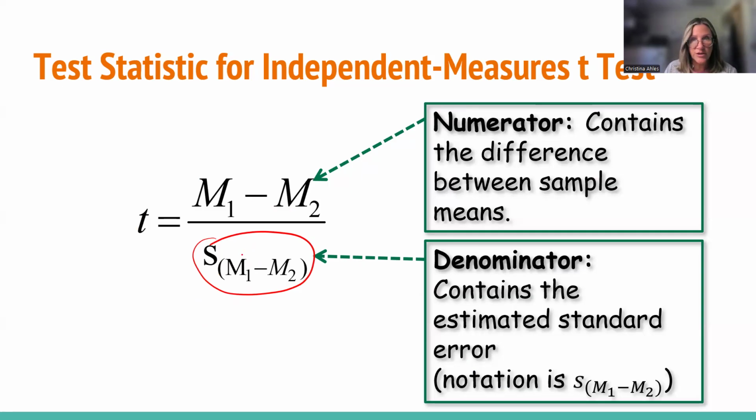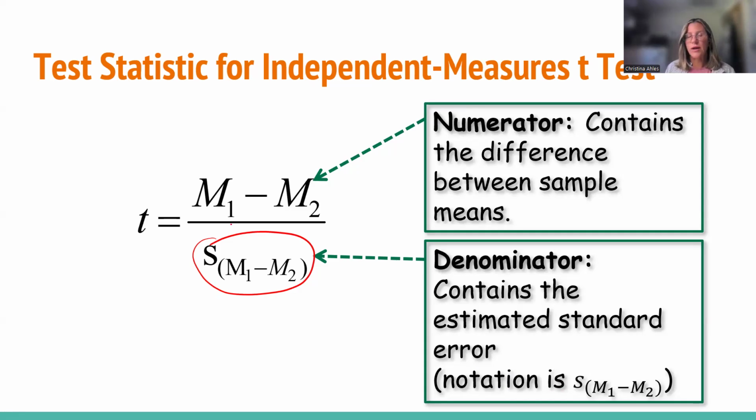This is not an equation. You're not subtracting means. This is just a notation. There are some steps that have to be done to get to that equation. So this is the final step, that t statistic, to get that t obtained.